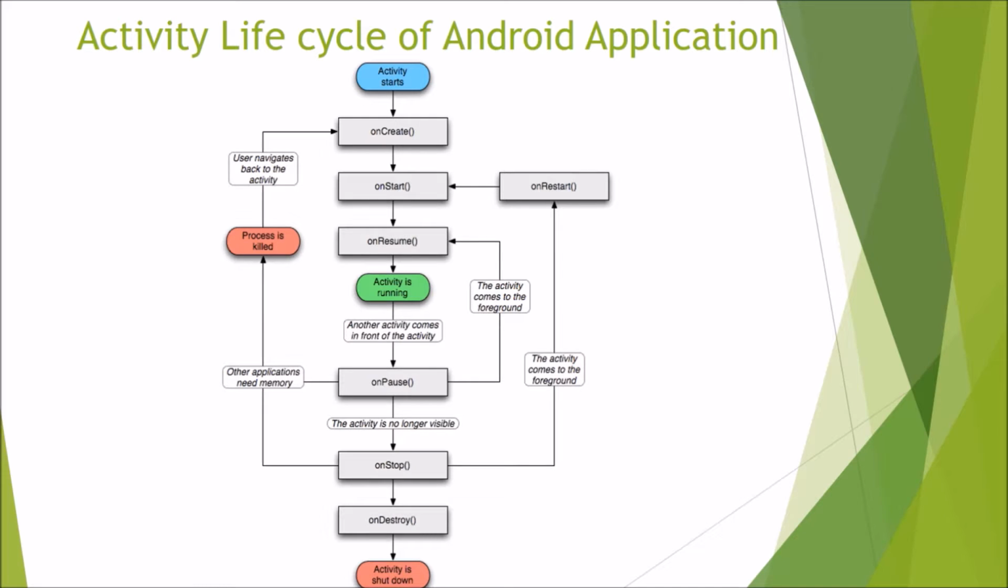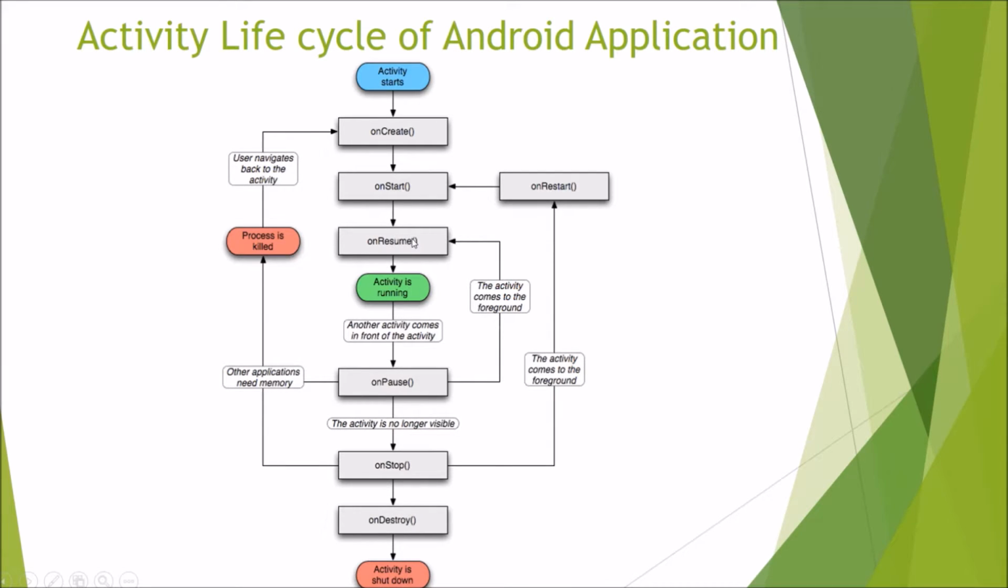Activity lifecycle of an Android application. Activity starts over here. Here the Android system initiates its program. It goes to the onCreate method. onCreate is the first callback, when the activity is first created. Then it goes to the start. Over here the activity becomes visible to the user.